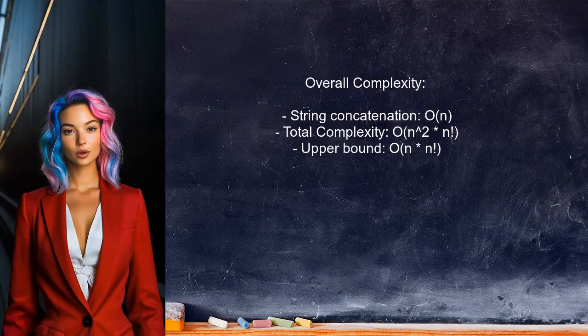They further elaborate that the maximum number of branches at each level of the graph is multiplied by the number of levels, leading to the upper bound of O(n times n factorial). Additionally, string concatenation within the loop contributes O(n), resulting in an overall complexity of O(n squared times n factorial).